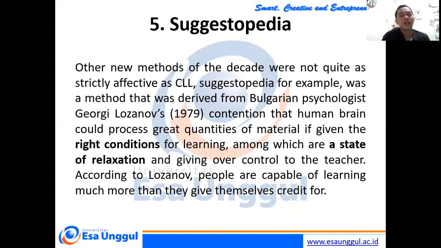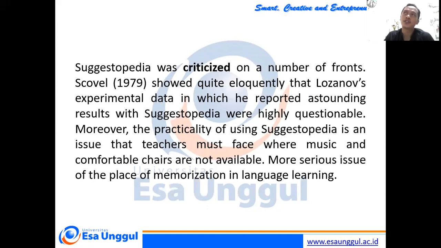Suggestopedia, derived from Bulgarian psychologist Georgy Lozanov in 1979, believes that people or students are capable of learning much more than they give themselves credit for. So students are supposed to be in a good condition to relax when they want to study. That's why, according to Suggestopedia, we need something that can make students relax, for example, music. Playing music may help students relax and focus on their learning.